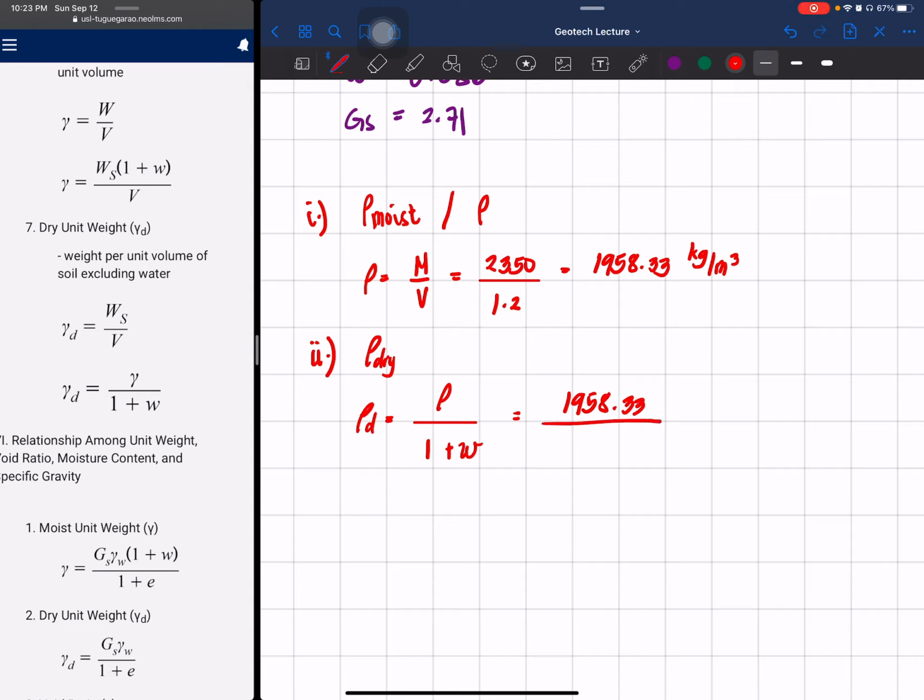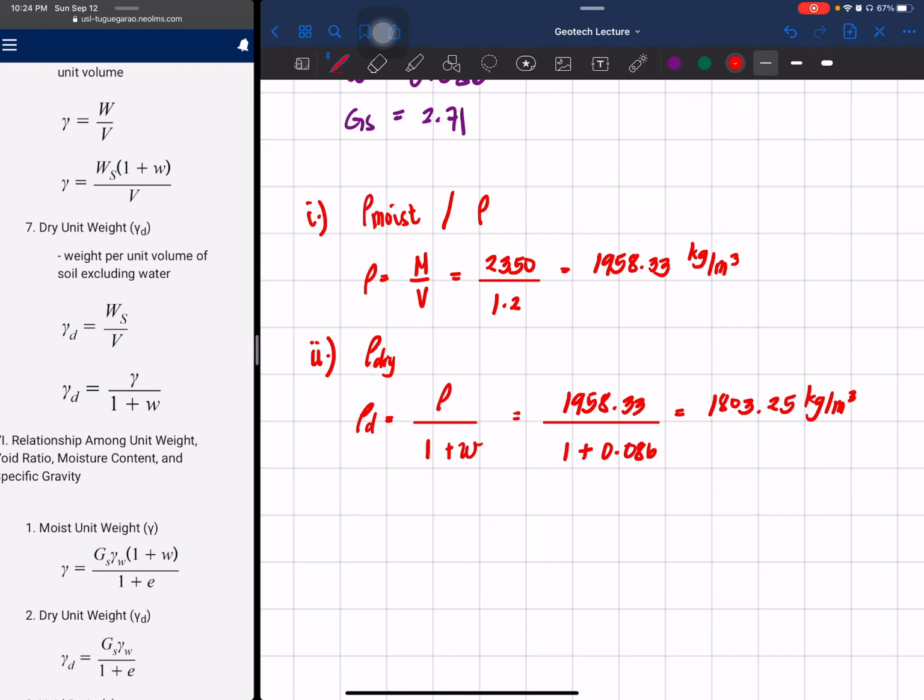So that is now equal to 1958.33 divided by 1 plus 0.086. That is your moisture content, the 0.086. Let me just calculate this using my calculator. The answer here is 1803.25 kilograms per cubic meter. So that is now your dry density.